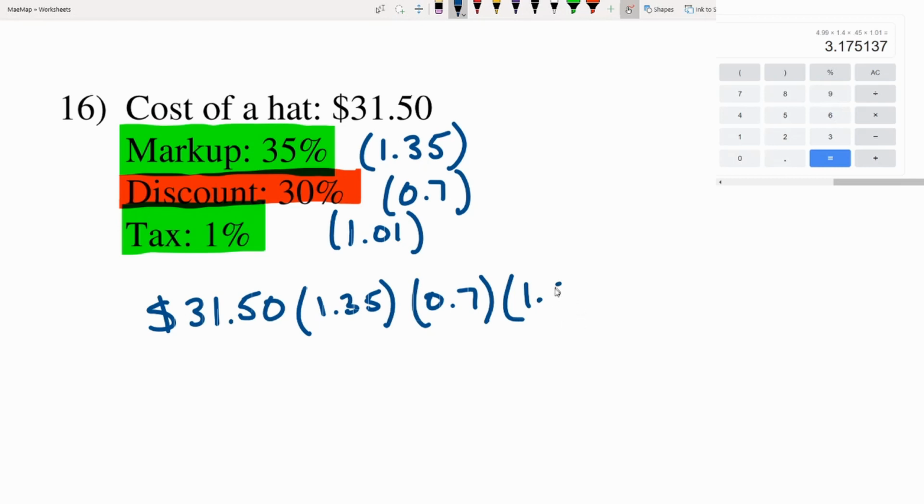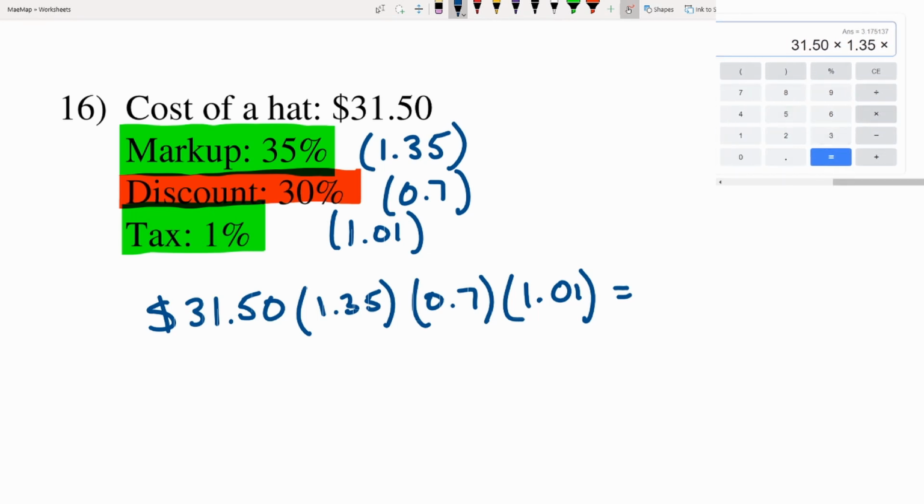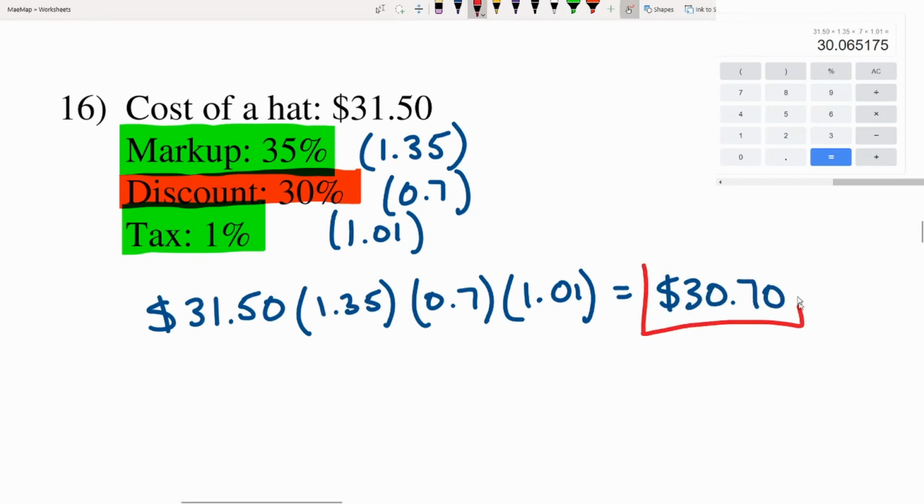So to the calculators, one last time, $31.50 times 1.35 times 0.7 times 1.01 gives us a total of $30.70. That's our final solution on this free KutaSoftware website worksheet.